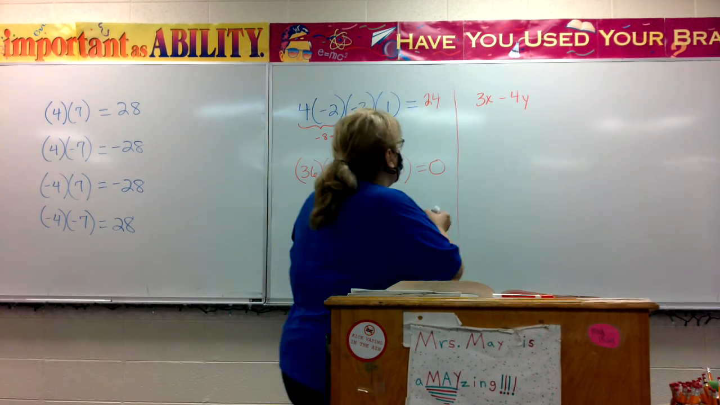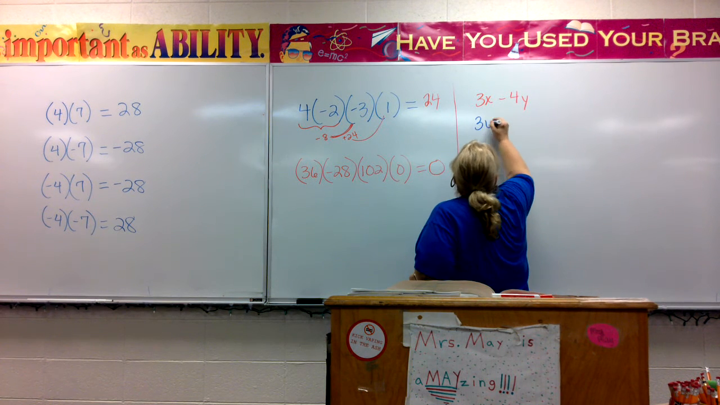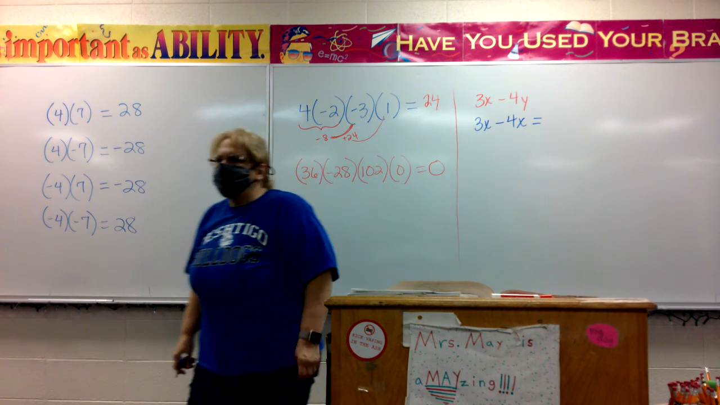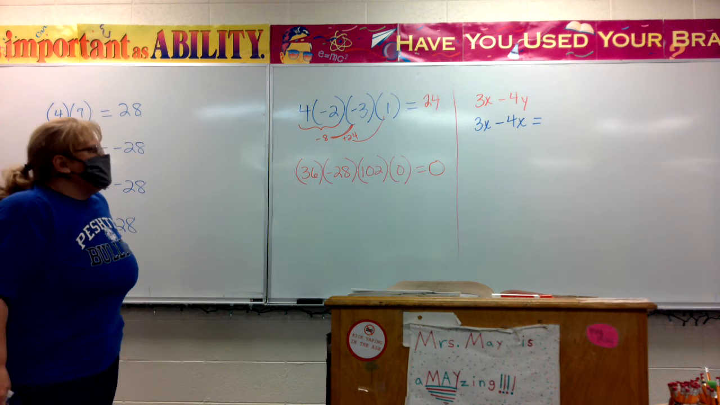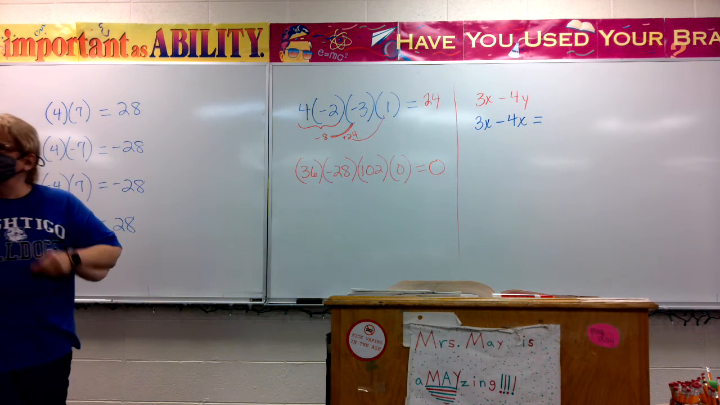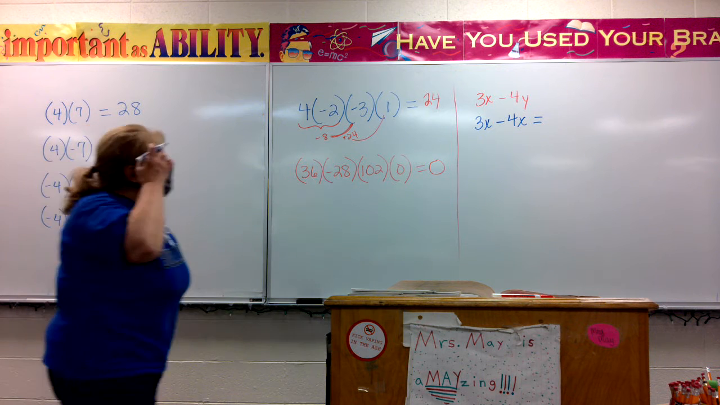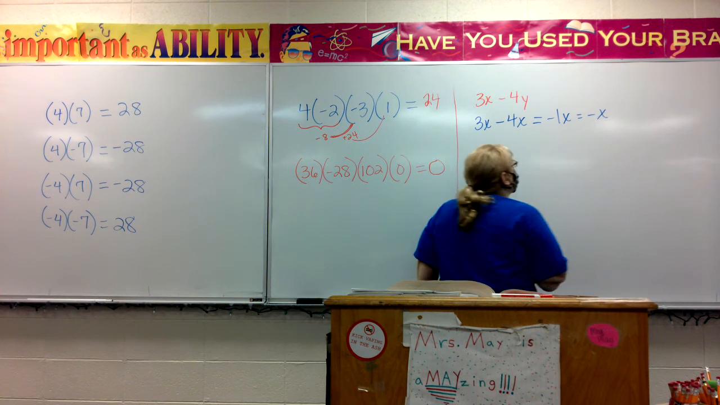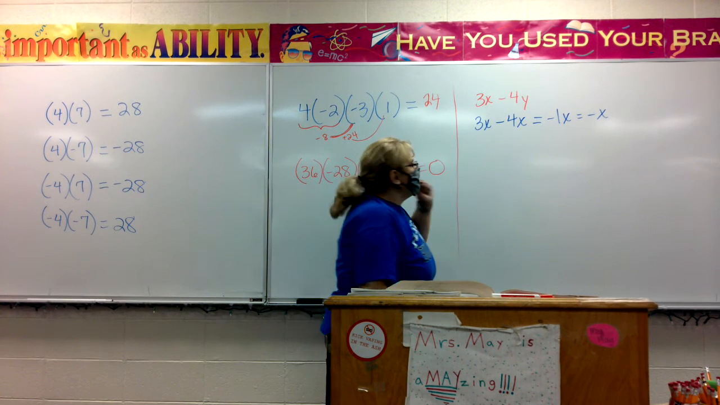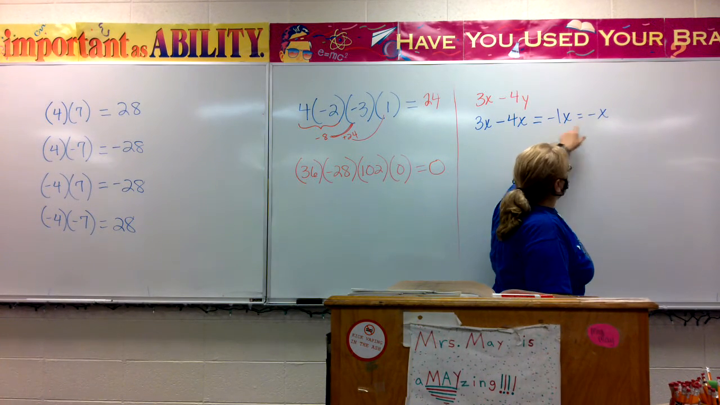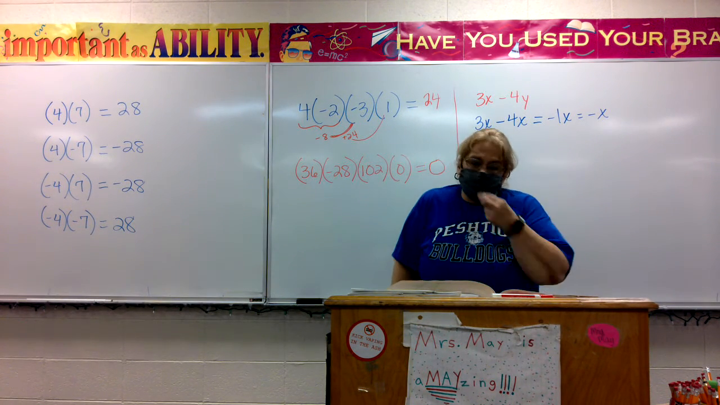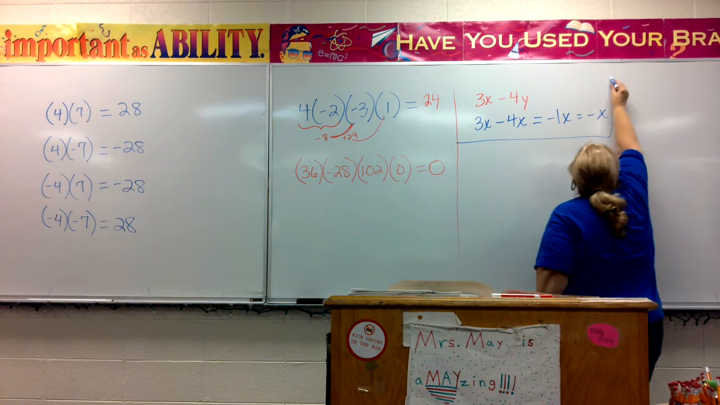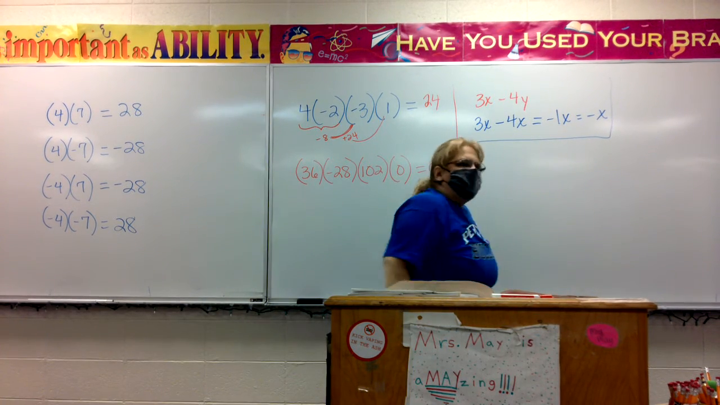But if it was 3x minus 4x, then you could, couldn't you? 3x take away 4x, what would that be? Negative 1x. And you could either write it like this, or just negative x. Either way, I don't care how you write it. Sometimes it's easier for people to actually put that one there than not. So it's up to you. But with adding and subtracting, the letters have to be the same.